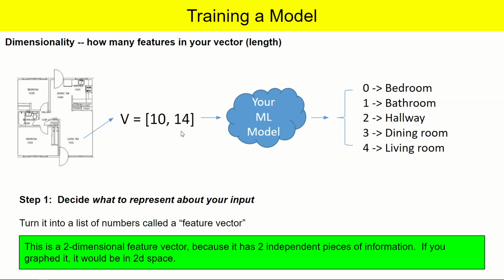The number of features in your vector is called the dimensionality of the vector. And that turns out to be really important for a lot of reasons that are going to come out soon. But for now, just know that term, the dimensionality of the vector.